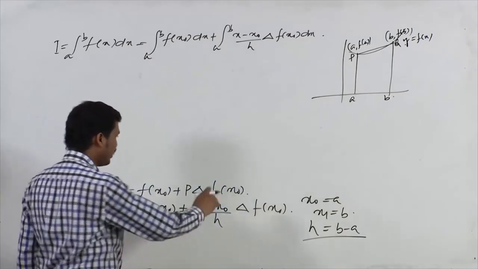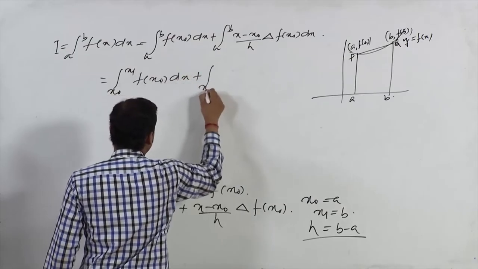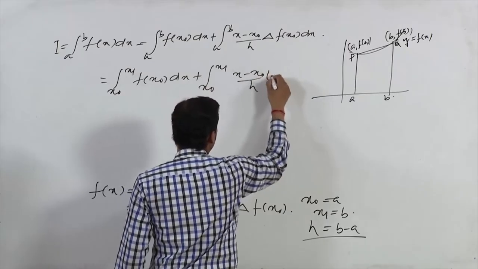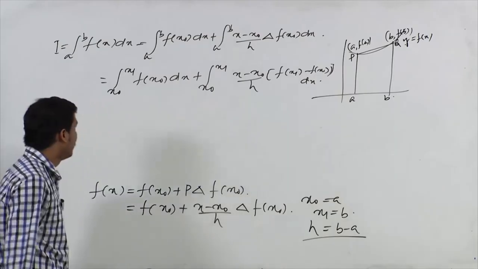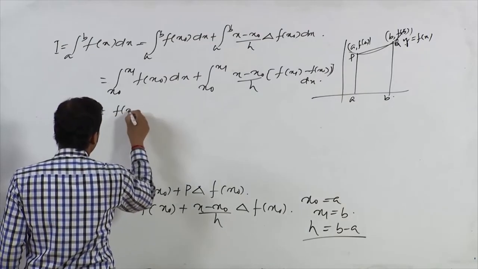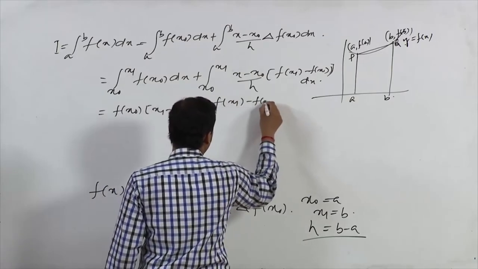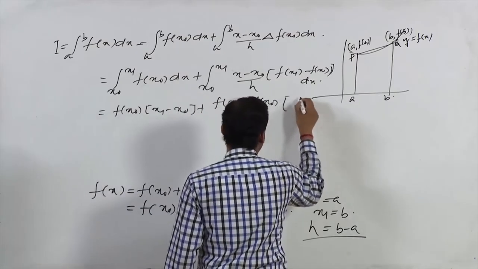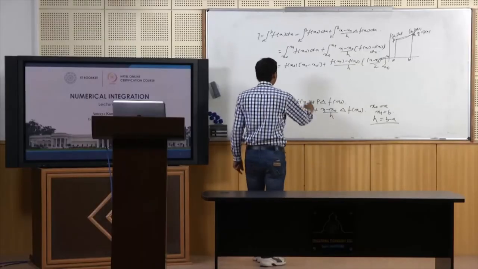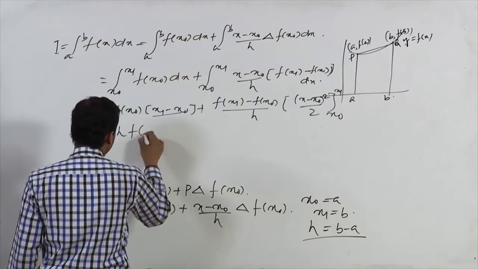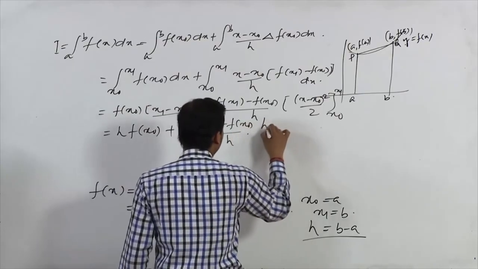Replacing this in terms of x0 and x1, this is the integral from x0 to x1 of f(x0) dx plus the integral from x0 to x1 of ((x − x0)/h)(f(x1) − f(x0)) dx. Integrating, we get f(x0)(x1 − x0) plus ((f(x1) − f(x0))/h) times (x − x0)² / 2 from x0 to x1. Putting x1 − x0 = h, this becomes h f(x0) + ((f(x1) − f(x0))/h)(h²/2).